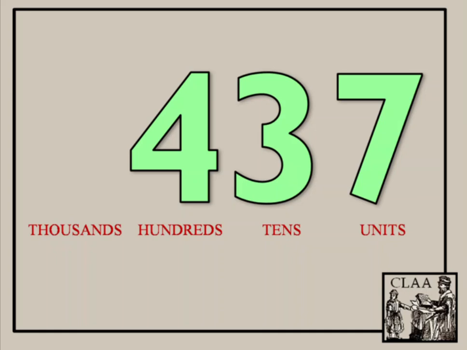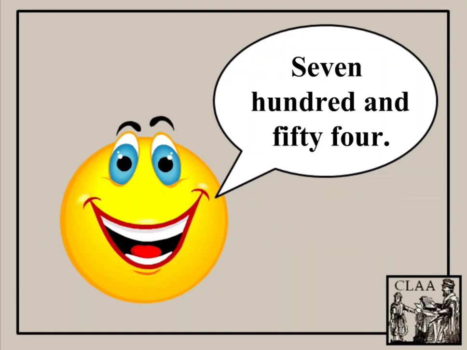The number 437 is made up of 400, 30, and 7. To write the number 437, we write a 4 in the hundreds place for 400. We write a 3 in the tens place for 30. And we write a 7 in the units place. 437 is written with a 4 in the hundreds place, a 3 in the tens place, and a 7 in the units place. Let's try another number.